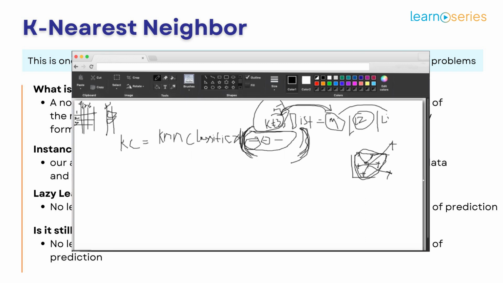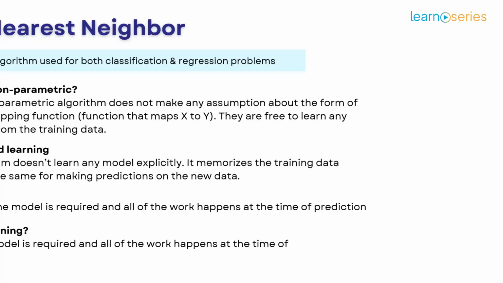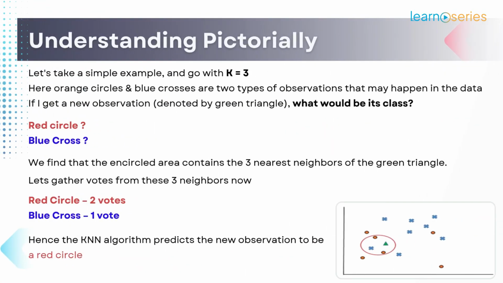Okay, for first, for second, for third. So it's called supervised. In supervised, the y value is also given. So understanding pictorially, whatever I told you till this point, the same thing we are going to see here.